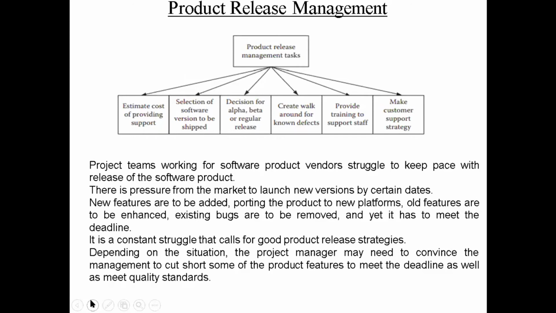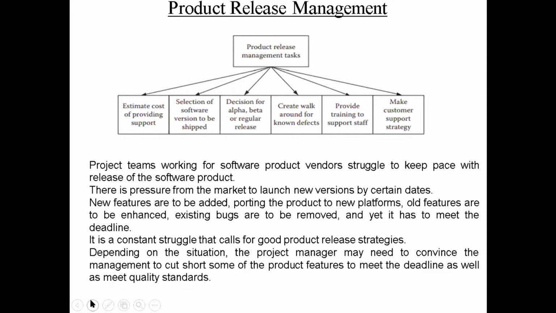So the agreement is written for the next 30 years from the launch of the software. I'm going to support each and every problem that is in the software. So I'll have to estimate the cost of providing support. Then selection of software versions to be shipped. I'll have to tell my client, every year I'm going to give a revision to your software. So I'll have a new version with whatever you ask me.